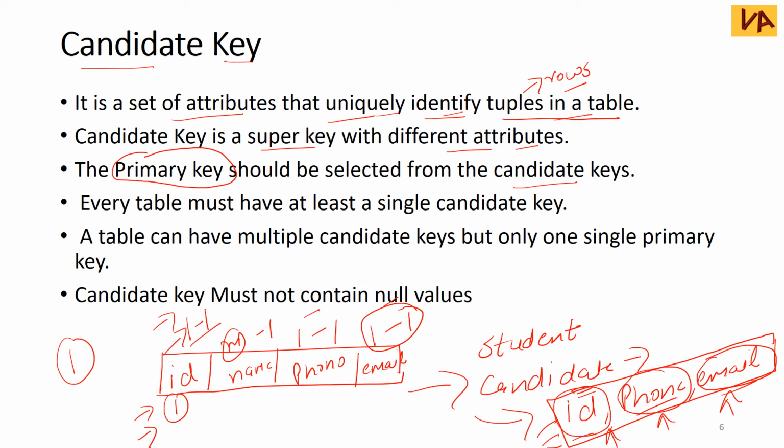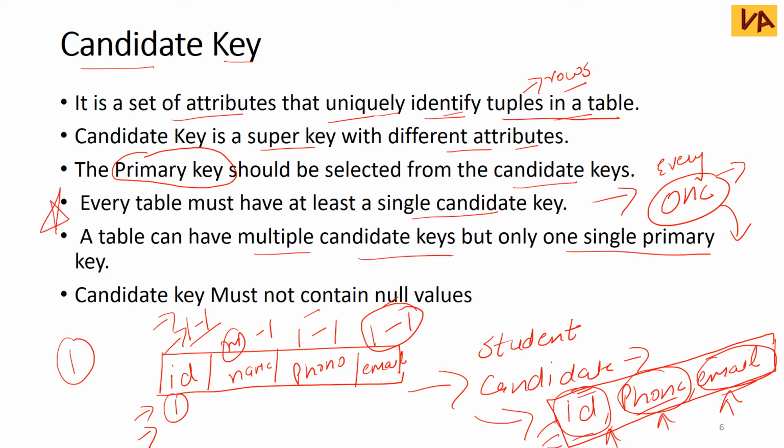Every table must have at least a single candidate key, because we need one primary key in each table, so there should be one candidate key in each table. A table can have multiple candidate keys but only one primary key. As you are seeing, this table has three candidate keys, but only one attribute will be selected as the primary key, which will depend upon the programmer, the user or the higher authority of the table or the database.